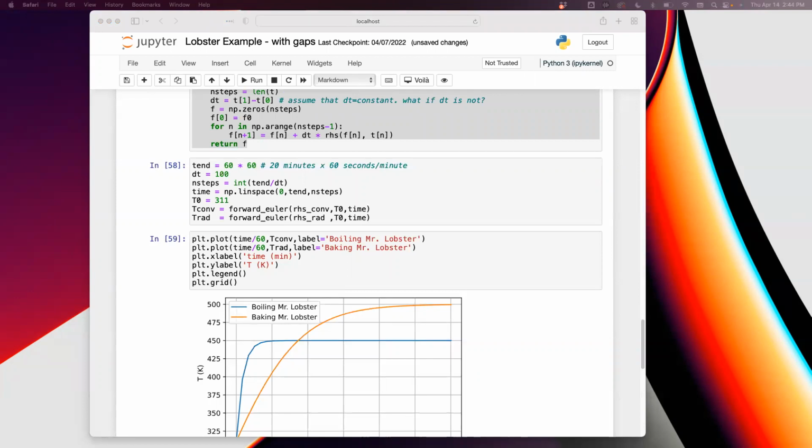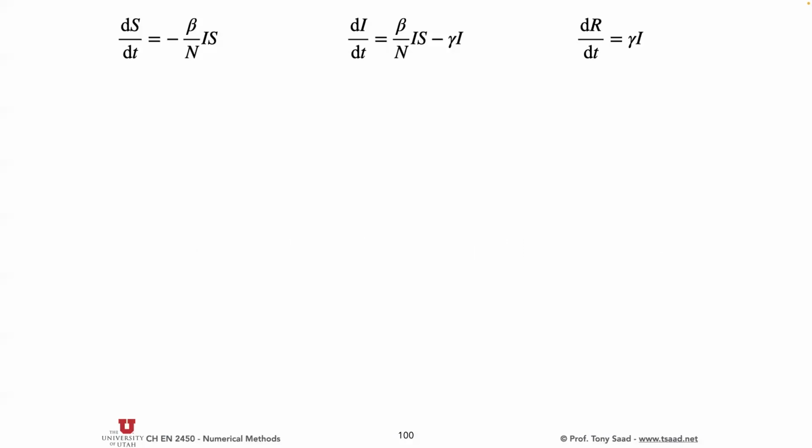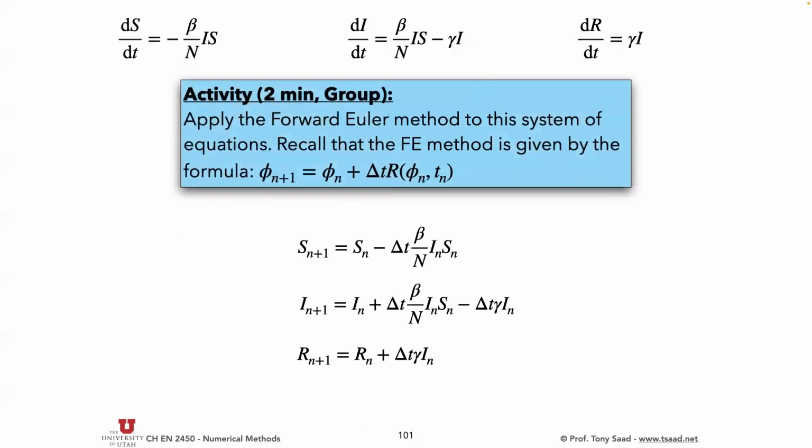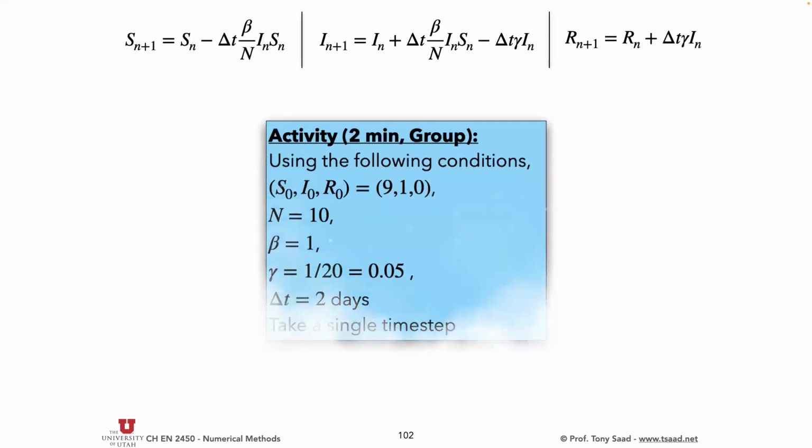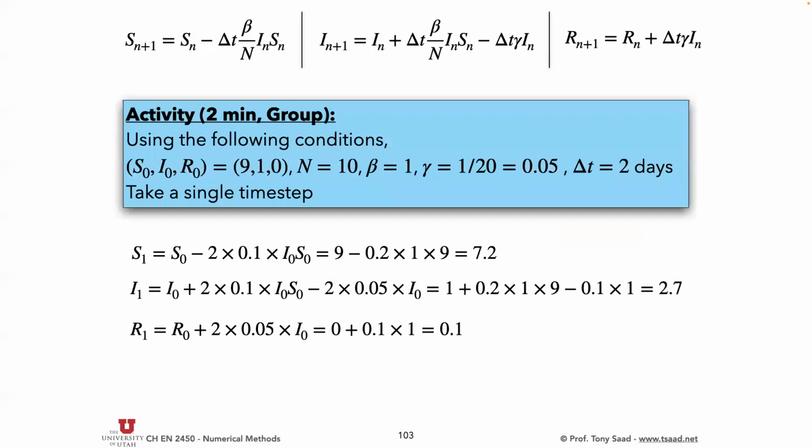Okay. Before I talk about the next few slides, they contain an example of applying the forward Euler method to a system of equations. I'm not going to go over it in class. It's just algebra. But I would like you to at least cover this example at home. It's the same thing that we did with the single equation, except you have to do it for 3 equations concurrently.